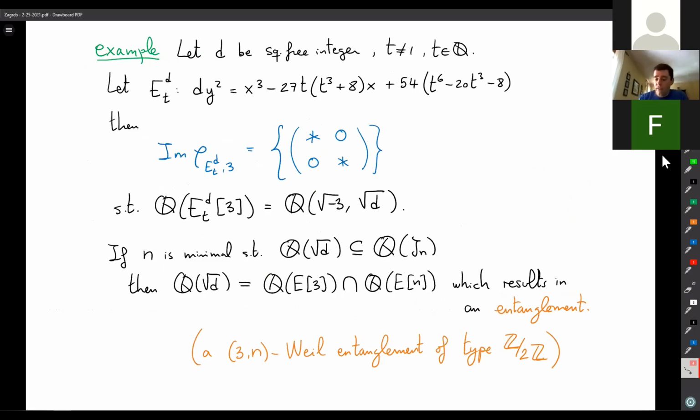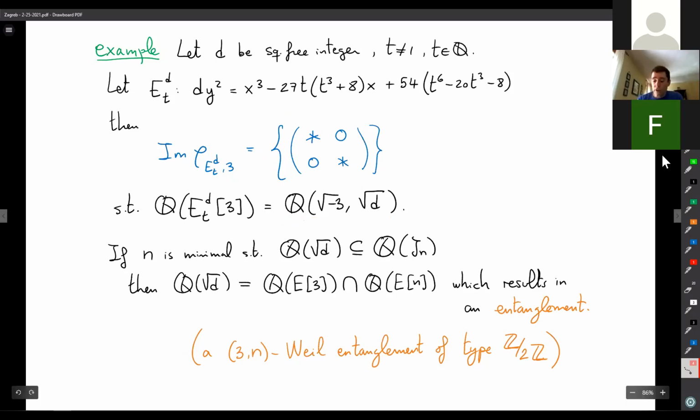So if you take D to be a square free and T to be a rational number, then you can define the twists. These are the twists of an elliptic curve defined over Q. It turns out that this image modulo 3 is a split Cartan, and it is precisely, the field of definition is precisely Q adjoint the square root of -3 and the square root of D.